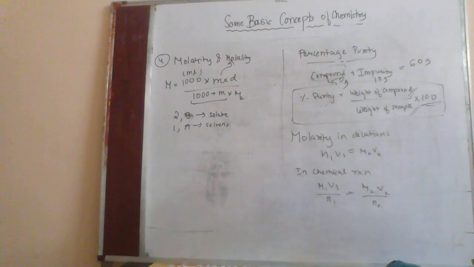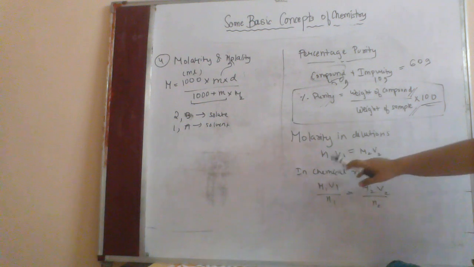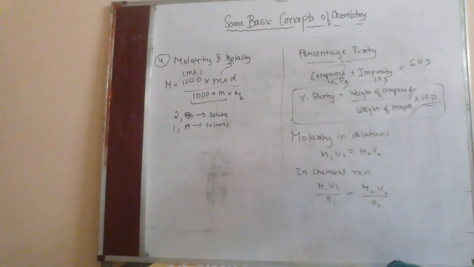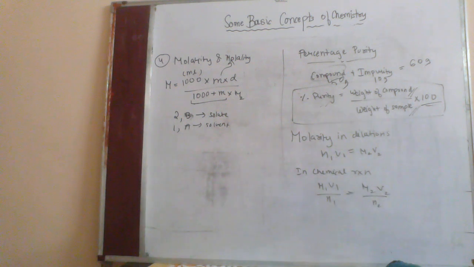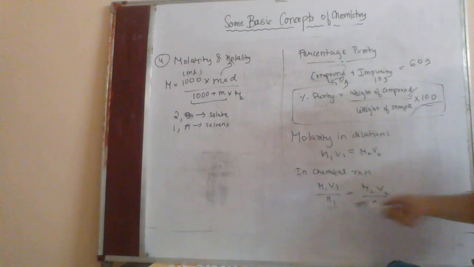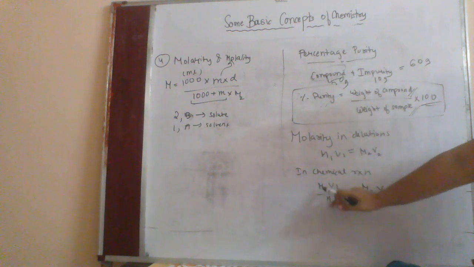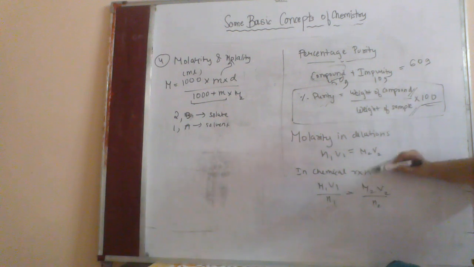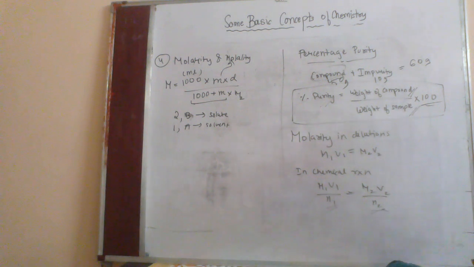Now we have some more relations, that is molarity in dilutions. In dilutions, the molarity of first into volume of first becomes equal to the molarity of second into volume of second substance. In chemical reactions, it becomes molarity into volume divided by number of moles, that is n. The molarity of first into volume of first divided by number of moles of first substance is equal to the molarity of second substance into volume of second substance divided by number of moles of second substance.